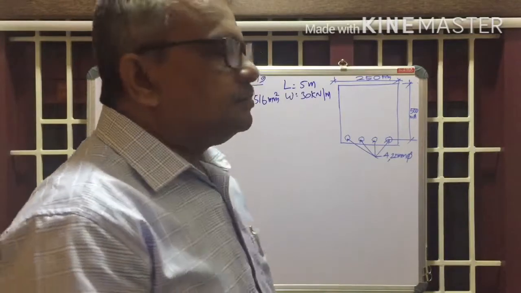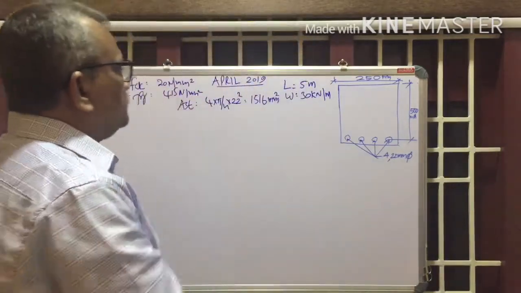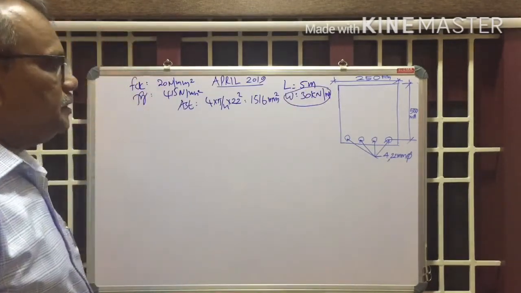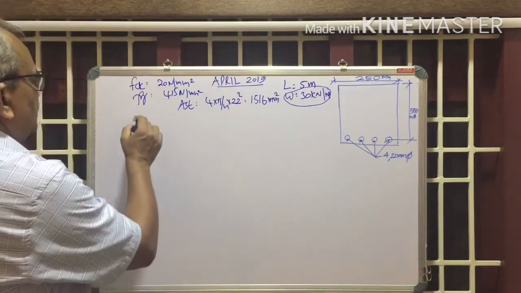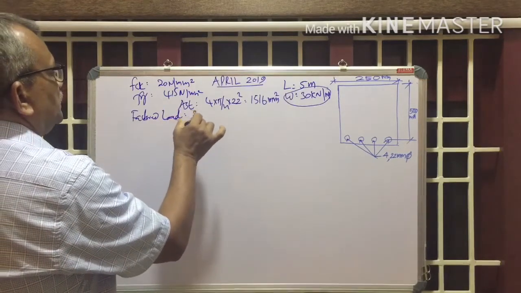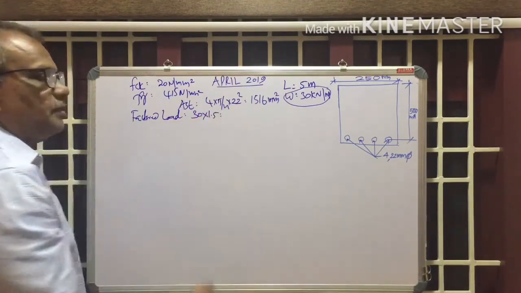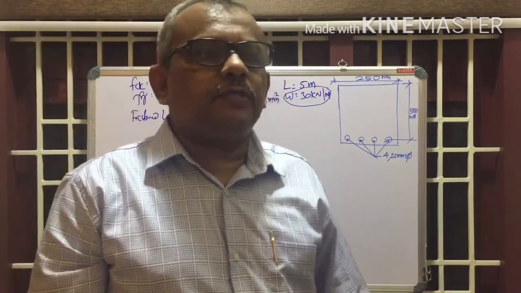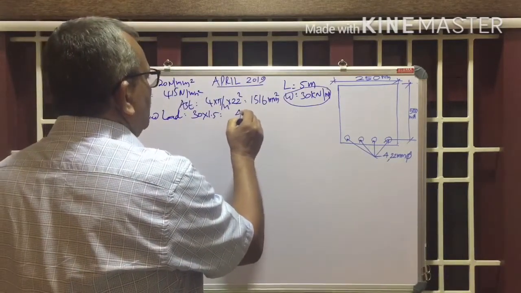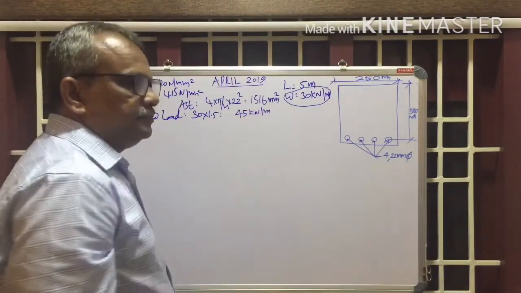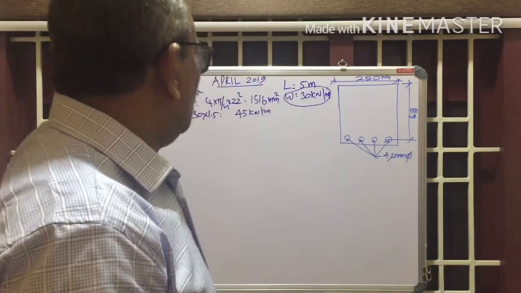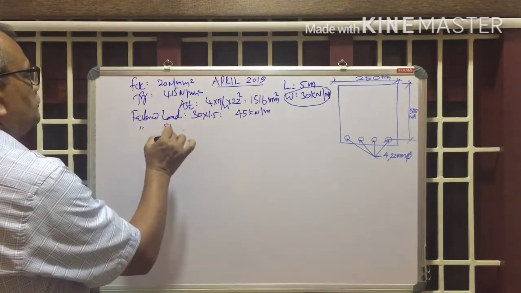Now to start with, we have to find out the factored load. Here the load including the self weight is given as 30 kilonewton per meter. So what is the factored load then? Factored load is equal to 30 into partial safety factor 1.5, that you know. We have to multiply with the partial safety factor to get the factored load, which is equal to 45 kilonewton per meter.